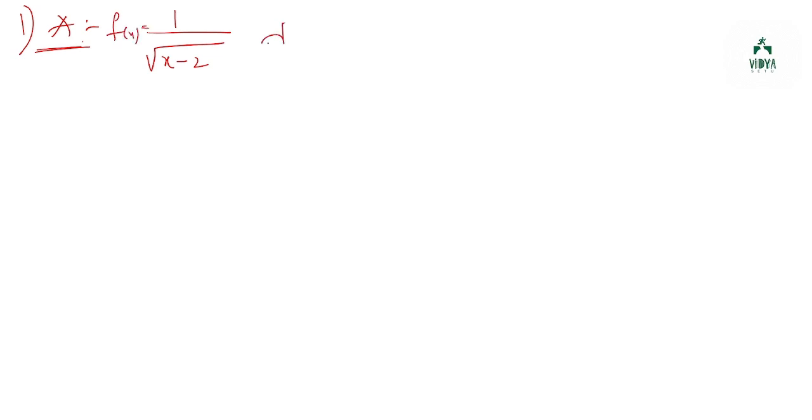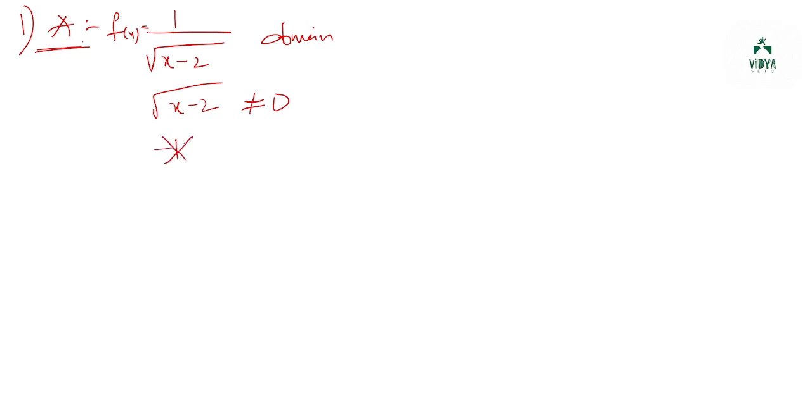Okay, domain we have to find. To make this function valid, what should happen? The denominator should not be 0. That means x minus 2 is not equal to 0. Done. But making it not equal to 0 doesn't mean that the denominator can be negative.